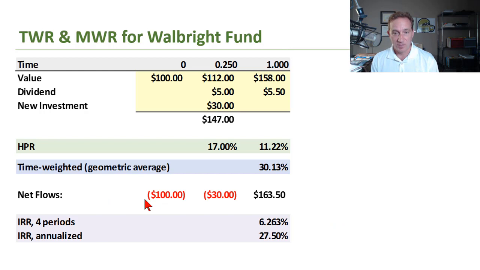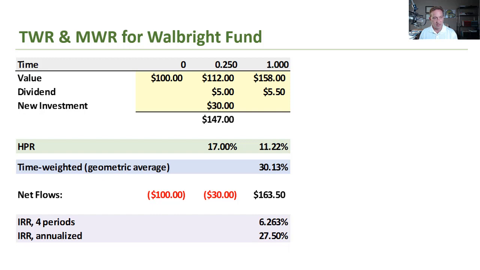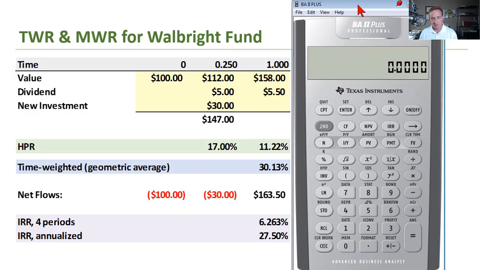Okay, I hope that went well. The answers should be, for time rate of return, 30.13%, and for the dollar weighted return or money weighted return, hopefully you remember to annualize it, and you would have gotten 27.5%. So let's take a look at that with the calculator and just confirm.